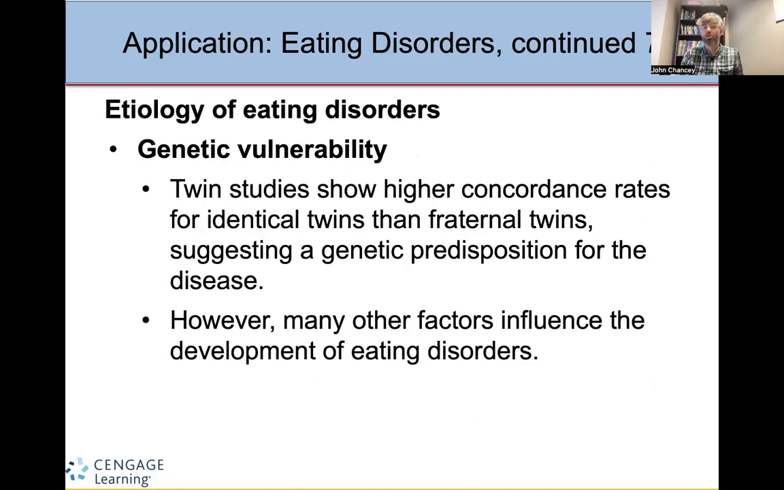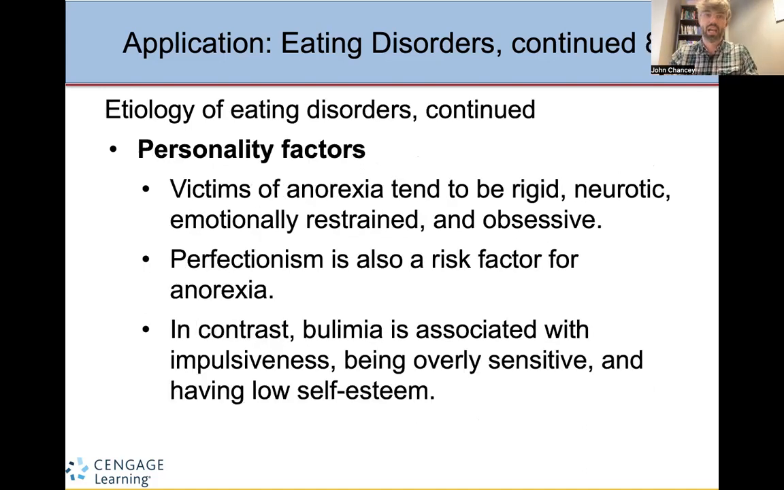What about vulnerability? Twin studies show that, like most of these disorders, they go hand in hand with genetics. If you have a genetic relative, an identical twin for example, the likelihood of developing the disorder is really high. But there are other factors as well. Genetics plays a part, but it doesn't play everything.